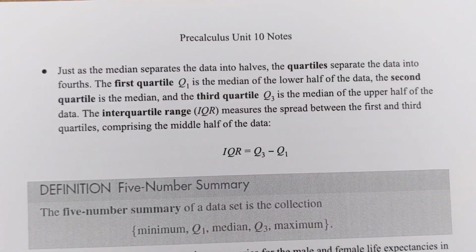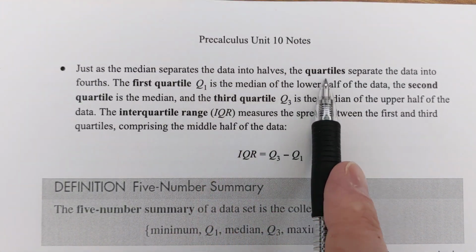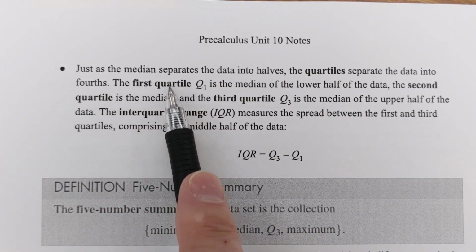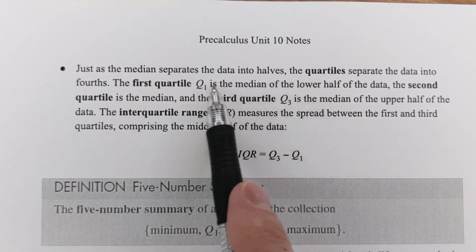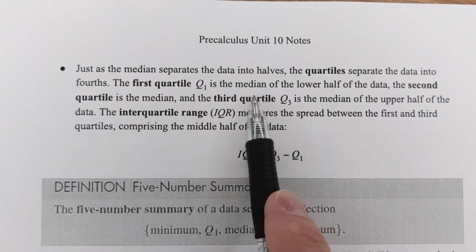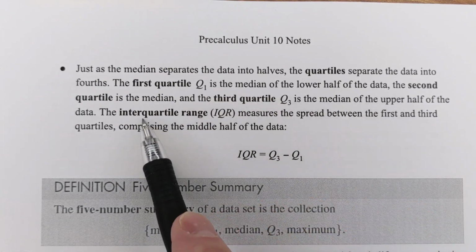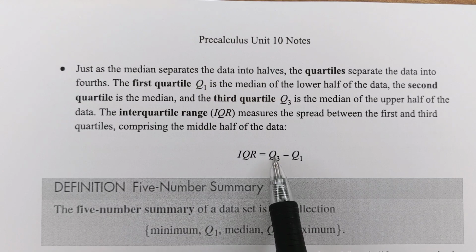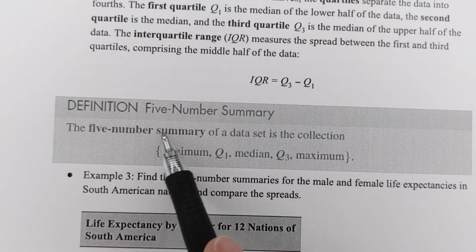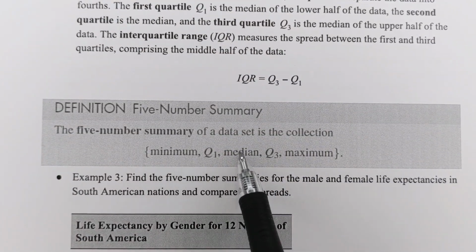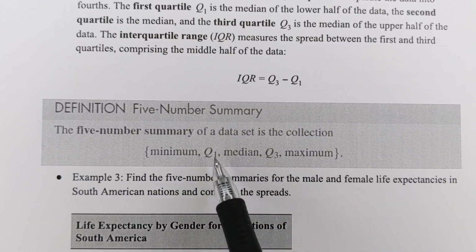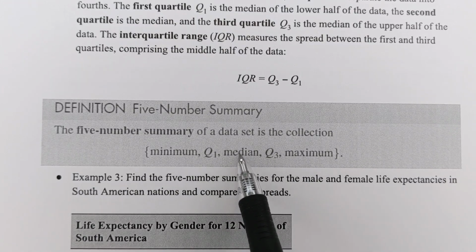Just as the median separates the data into halves, quartiles separate the data into fourths. The first quartile is the median of the lower half. The second quartile is the median itself, and the third quartile is the median of the upper half. The interquartile range is the difference between Q3 and Q1. So here's your 5-number summary. You list the minimum, Q1, the median, Q3, the maximum. Now, in order to find Q1 and Q3, you have to know what the median is first.